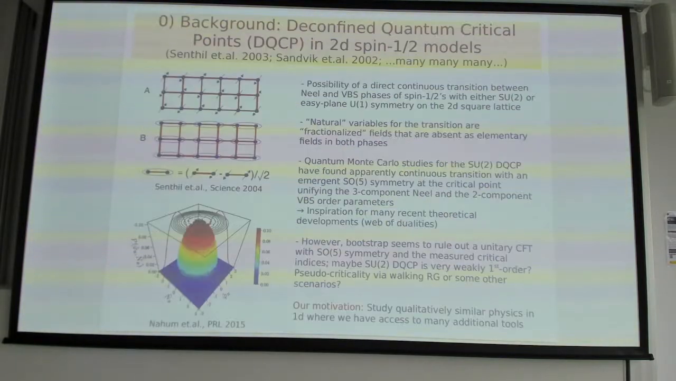So yeah, that's what I said here. That the bootstrap seems to rule out... Oh, sorry. Yeah, I was responding to that the critical indices that have been measured in numerical studies appear to be not consistent with the CFT with SO(5) symmetry. So is that the state of the art now?